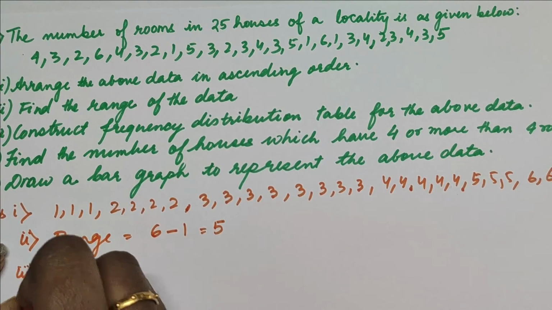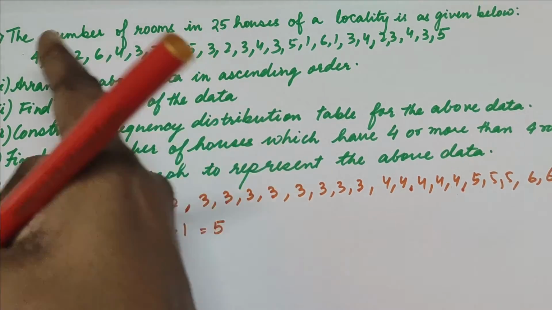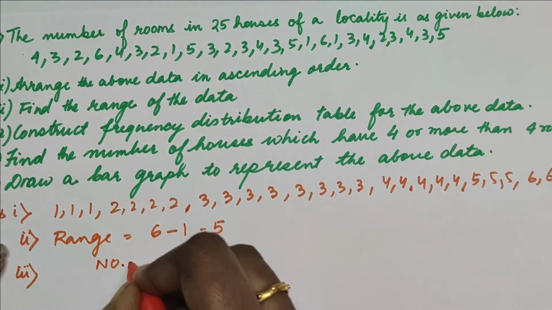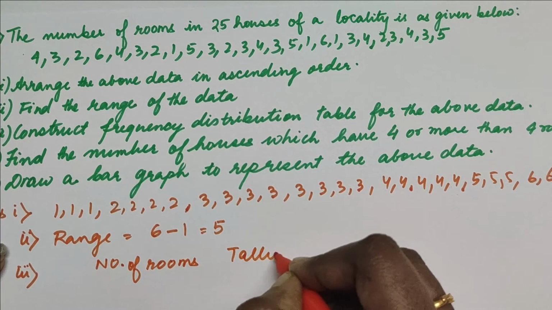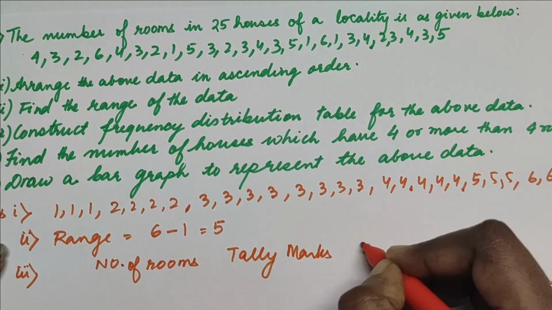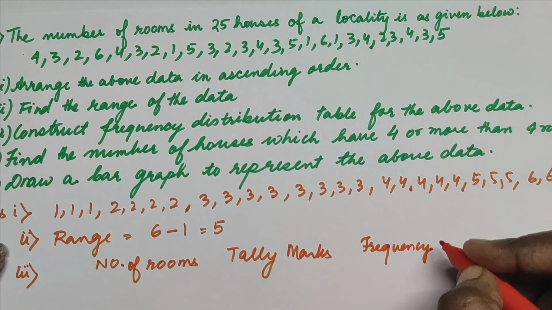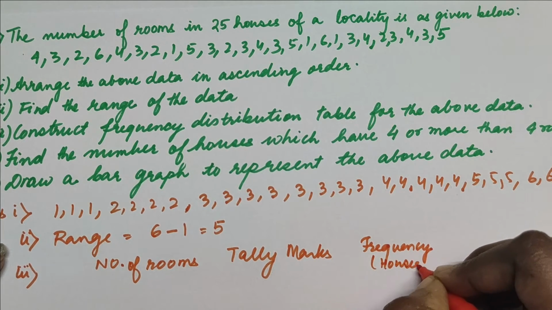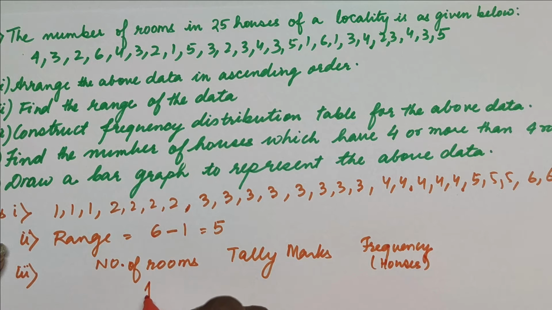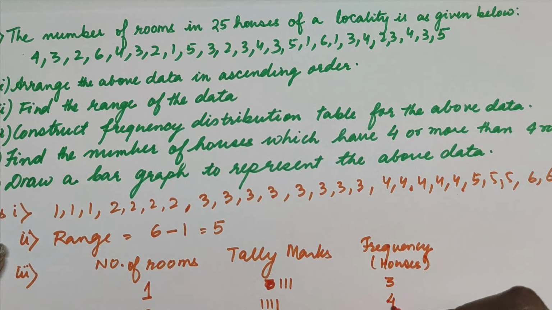Now question number 3 asks us to make the frequency distribution table. So here, what is this? This is the number of rooms. We'll have the tally marks, and we'll have the frequency, that is how many houses are having that number of rooms. So in brackets I can write number of houses. Here one room is occurring 3 times, so 3 lines, and frequency is 3. 2 is occurring 4 times, frequency is 4.